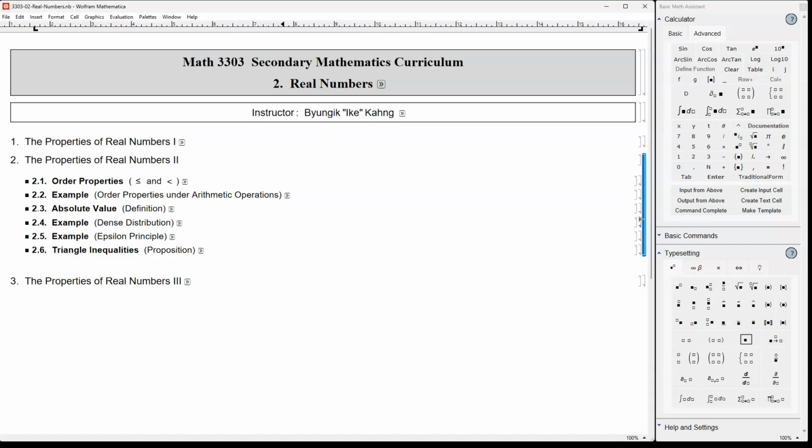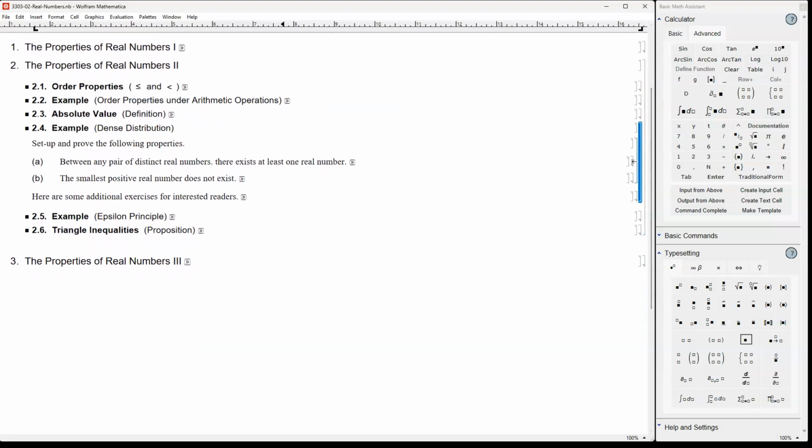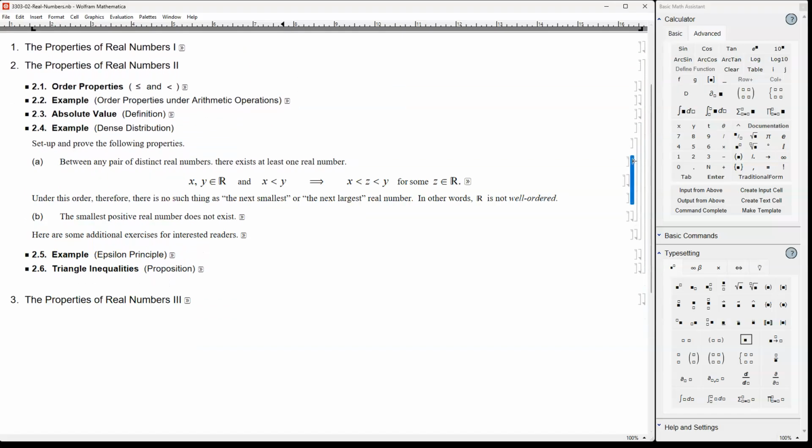Previously, we reached up to the dense distribution of real numbers. What do you mean by that? Between any pair of distinct real numbers, there exists at least one real number. And that's not all. There exists one, so between x and y there got to be another one, and between that and y there got to be another one, and so on and so forth. Therefore, what conclusion can I draw? There exists at least one real number in between x and y. Consequently, there are infinitely many.